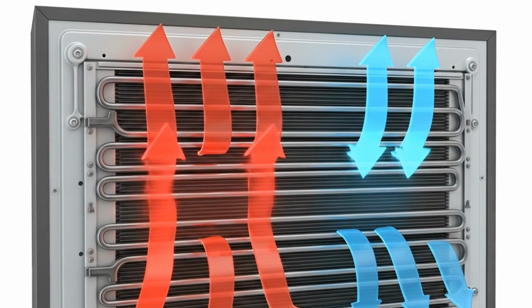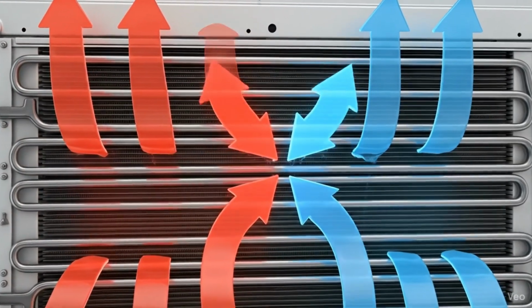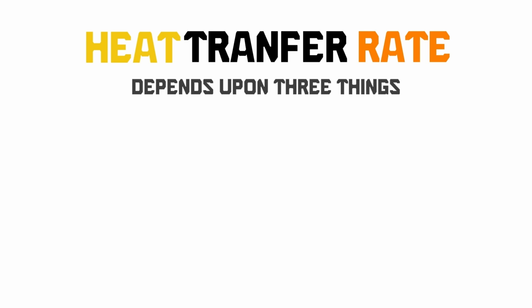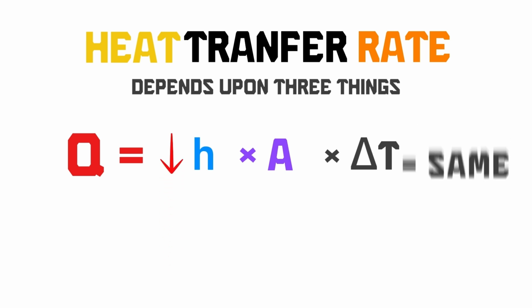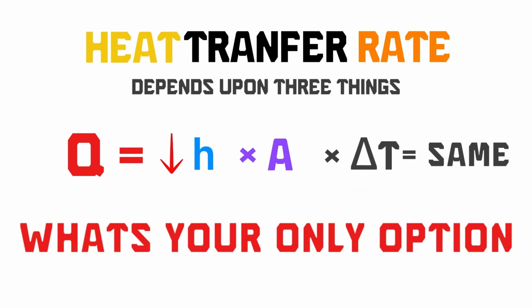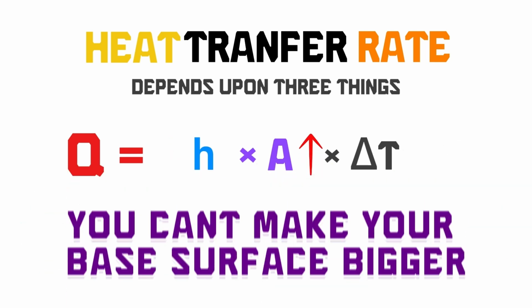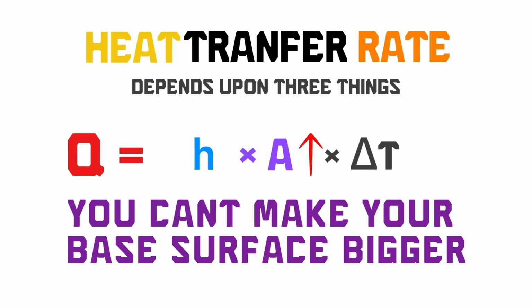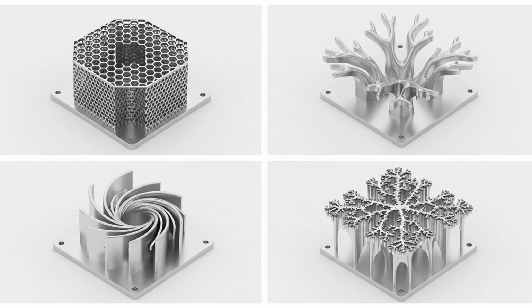Imagine you have a hot surface that needs to cool down by transferring heat to the surrounding air. The heat transfer rate depends on 3 things: the convection coefficient, h, the surface area, A, and the temperature difference. Now, if your convection coefficient is low, like with air cooling, and you can't increase the temperature difference, what's your only option? Increase the surface area, but you can't make your base surface bigger. So what do you do? You extend the surface by adding fins.